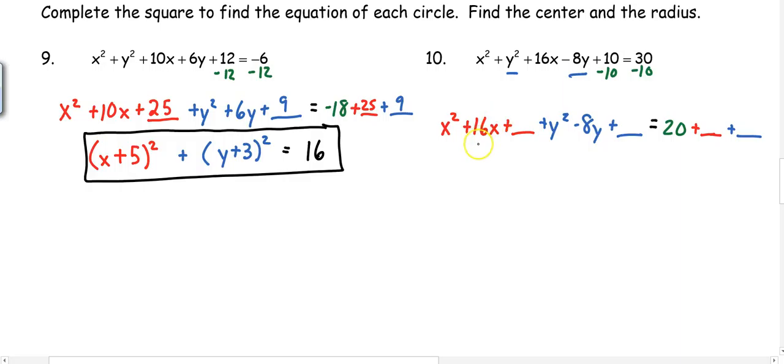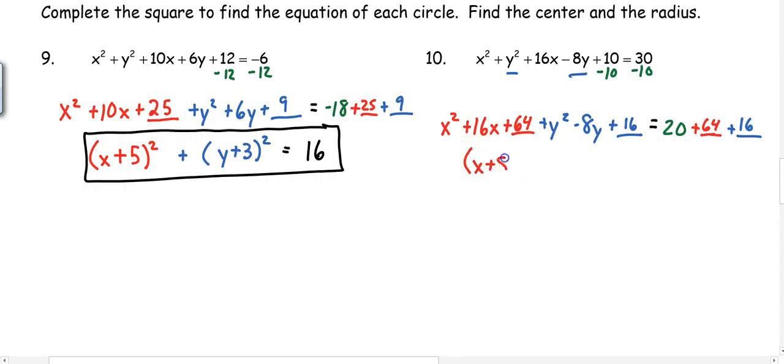So first I'm going to complete the square for x. So my b term by the x is 16. 16 divided by 2 is 8. Squared is 64. So I'm going to add 64 to both sides. For my y value, -8 divided by 2 is -4. Squared is 16. So now I'm going to factor. What multiplies to 64 and adds to 16? I would get x plus 8 and x plus 8.